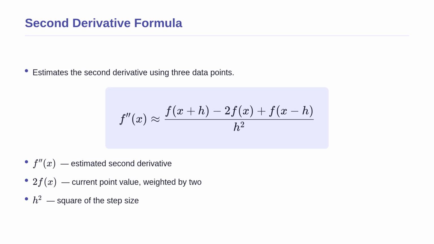Physically, if the current point f of x is much lower than the surrounding points, the numerator becomes positive, indicating a positive second derivative or an upward curve. As the step size h decreases, the h squared in the denominator makes this calculation highly sensitive to small changes.